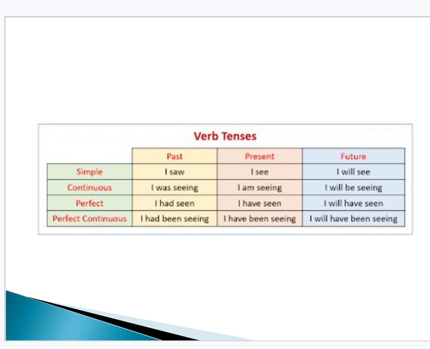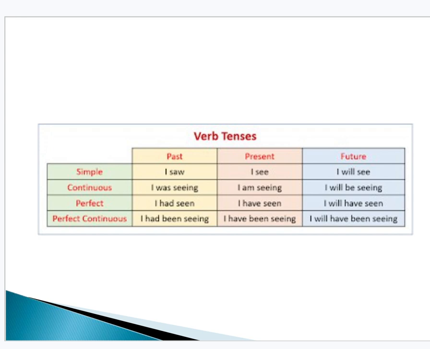Second, verb tenses. Some examples of past simple tense: I saw. It means one person saw something before, like birds or anything. And present form, I see. Future, I will see. Continuous: I was seeing, I am seeing, I will be seeing. Perfect past: I had seen.